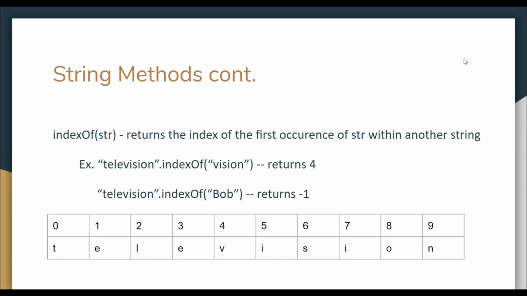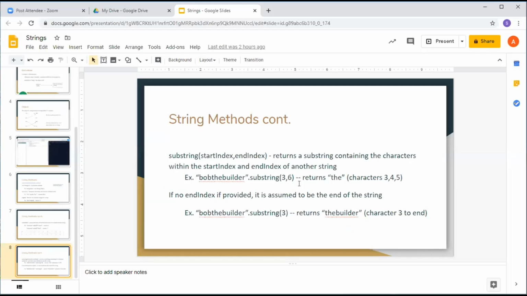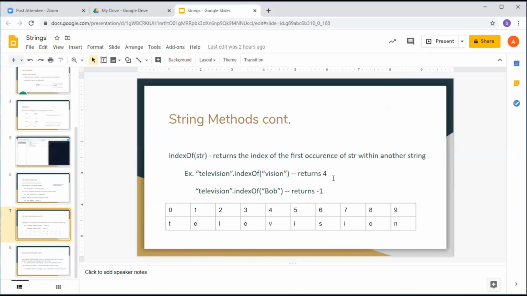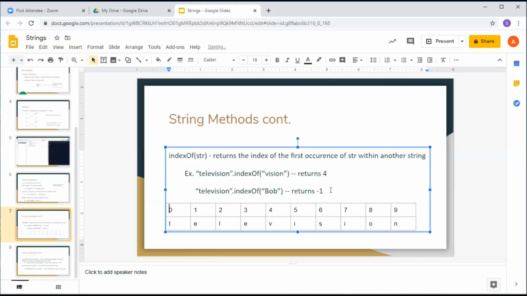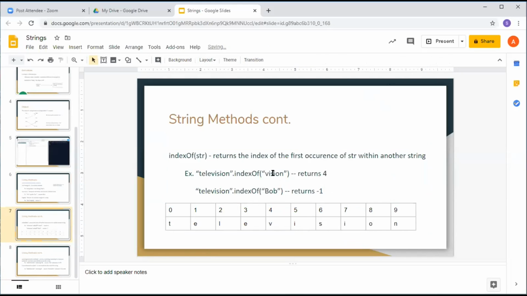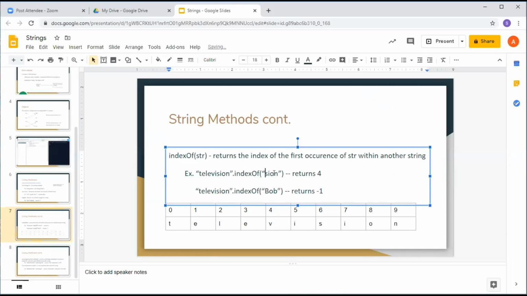Okay, I will type the question here. Shoot. So if I changed it from "vision" to "sion", what would the return value be? That is the question. Returns question mark.